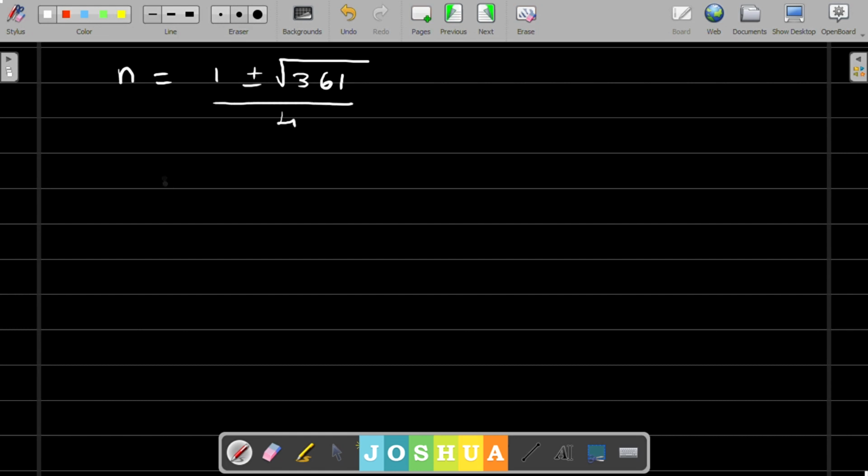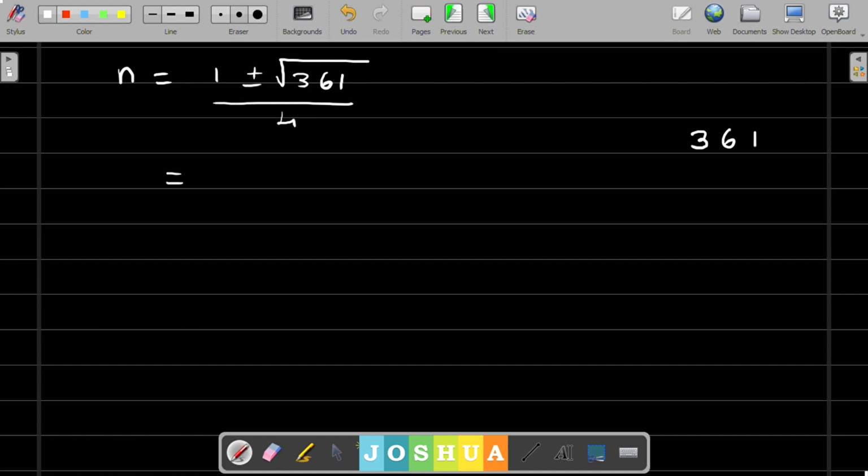To find the square root of a number, we can use the factorization method. So we check whether 361 is divisible by 2, no. 3, no. 5, no. 7, again no. So we have no alternative but to follow a different method to find the square root of the number. So I just write the method here.